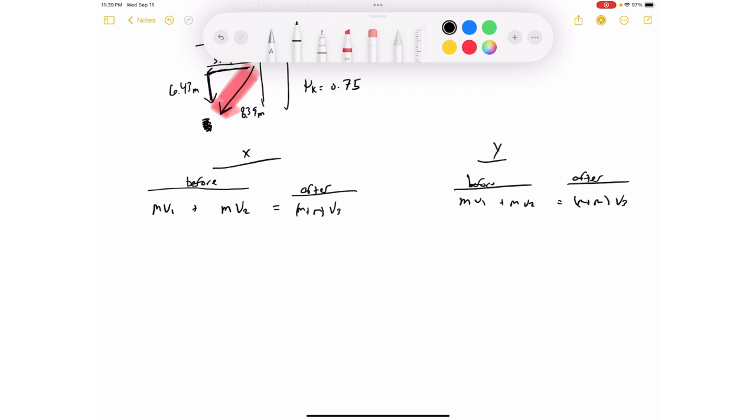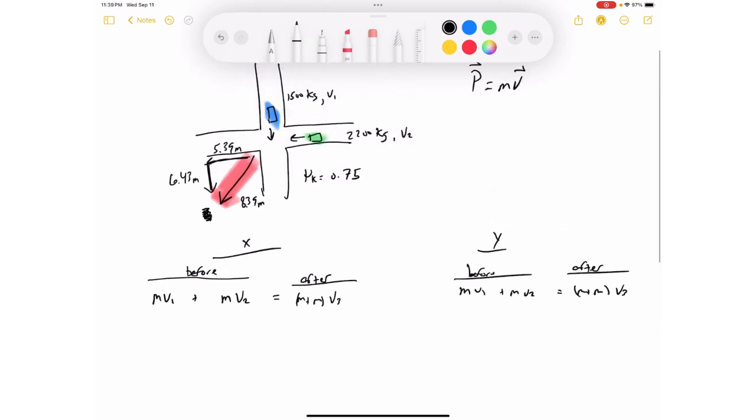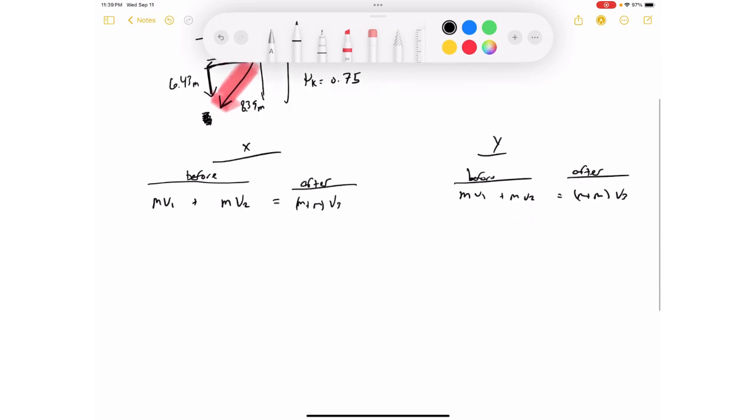Now you might be thinking to yourself, well, yeah, but the blue car is going down, so isn't its velocity negative? And let's do a minus sign there. And isn't the green car going to the left? And isn't that negative as well? Well, if these things are negative, then they'll actually show up in the velocity itself. So if v1 is negative, then it will make the whole thing negative.